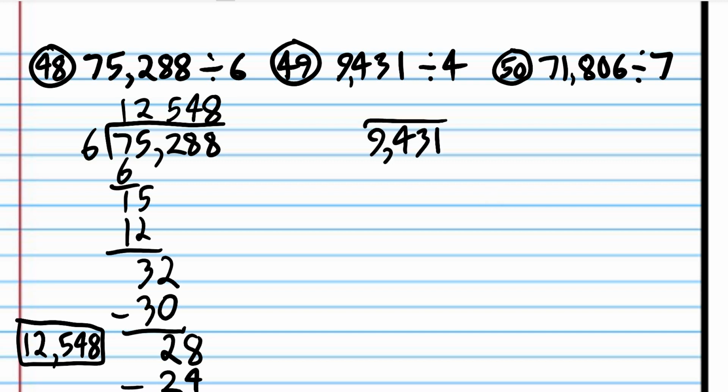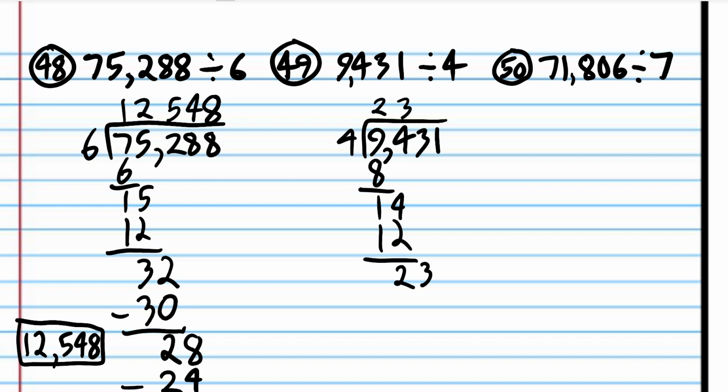9,431 divided by 4. 4 goes into 9 2 times. 4 times 2 is 8. 9 minus 8 is 1. And as always, bring down the next number. 4 goes into 14 3 times, right? 4 times 3 is 12. 14 minus 12 is 2. Bring down the next number.